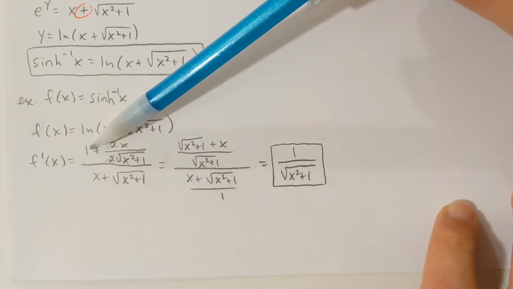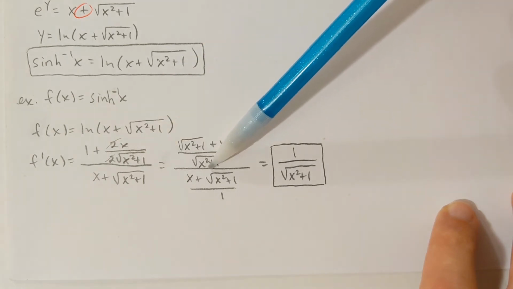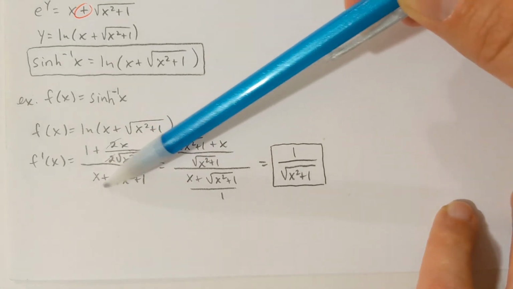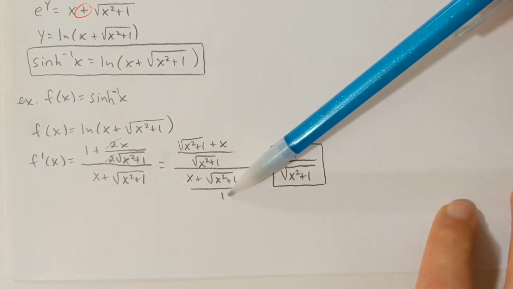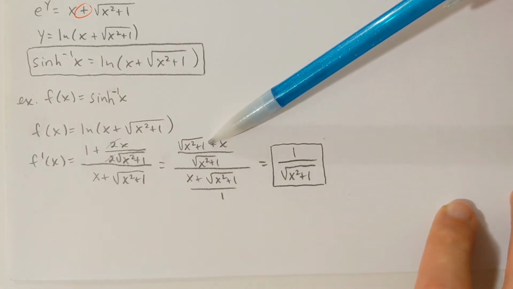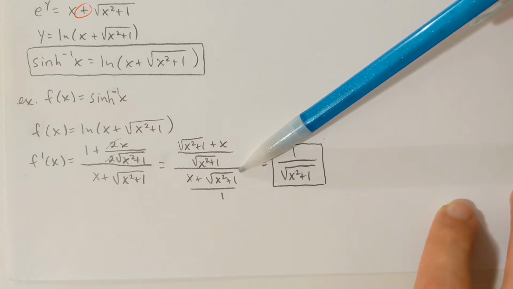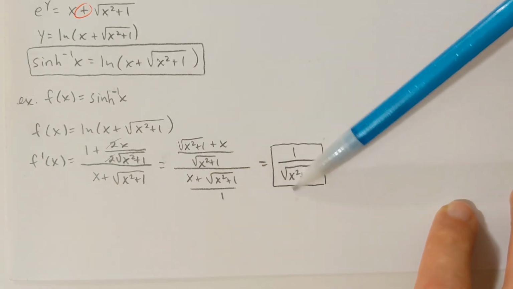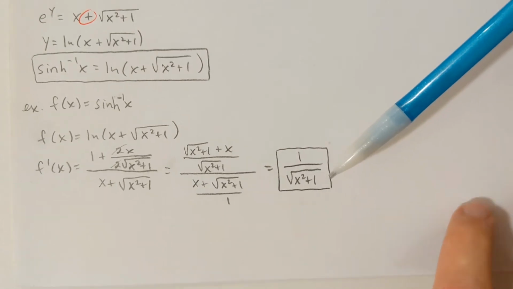And I'm going to go ahead and get a single fraction in the numerator. Now, in the denominator, you can think of this as division by 1, because then when I flip the denominator, I've got the square root of x squared plus 1 plus x, which I'll cancel with the square root of x squared plus 1 plus x. And that'll leave me with 1 over the square root of x squared plus 1.